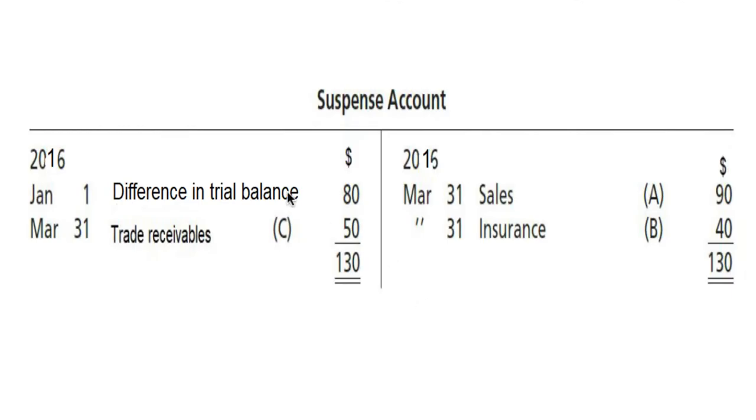Here we have to prepare a suspense account. The difference in trial balance is already given in the question, 80. If the suspense account is debited, we have to write for reference trade receivable 50, and if the suspense account is credited, for reference we have to write sales on the credit side 90 and insurance 40. So here we can see that both sides are equal, 130 and 130.